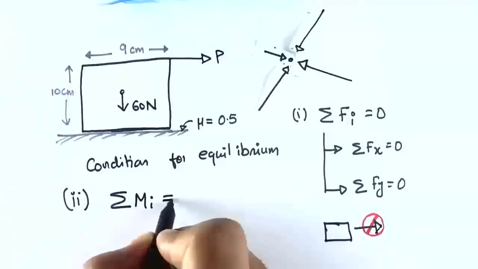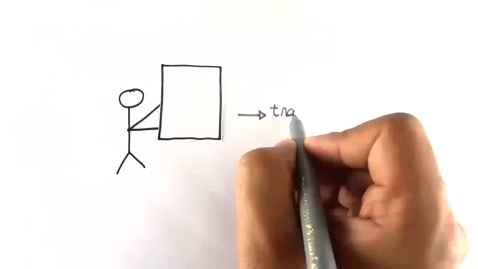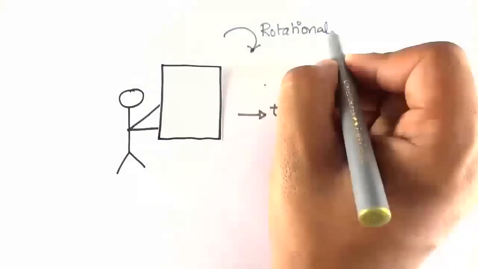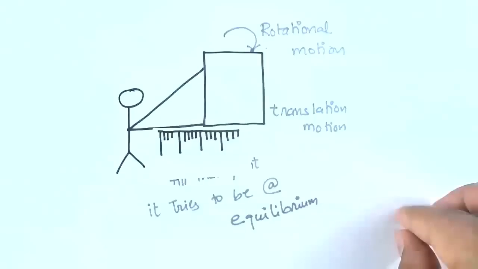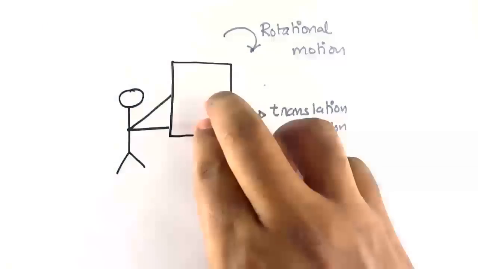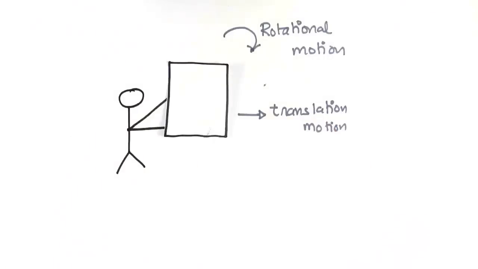For a rigid body, another condition adds: net moment is also 0. This means there is no rotational motion as well. Now let's see what happens when an external force acts on the system. Initially, the friction present between the block and the ground will oppose the translation motion till a certain extent. Similarly, the block will resist the rotational motion till a certain extent because of shifting of the normal reaction.